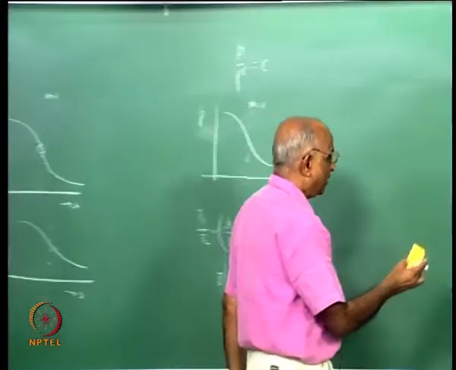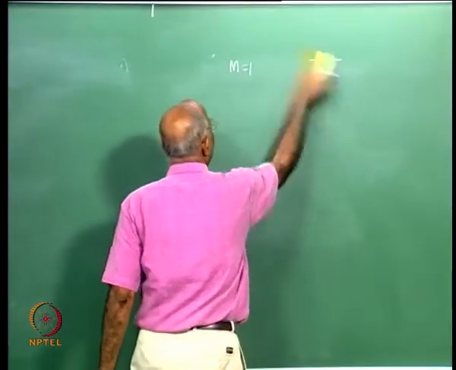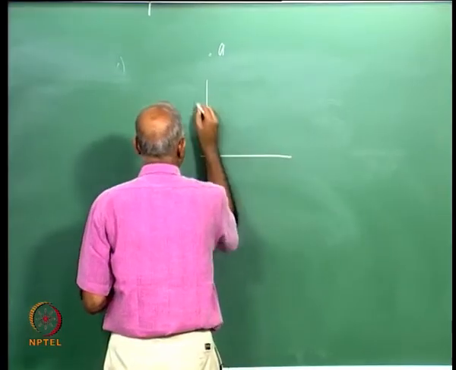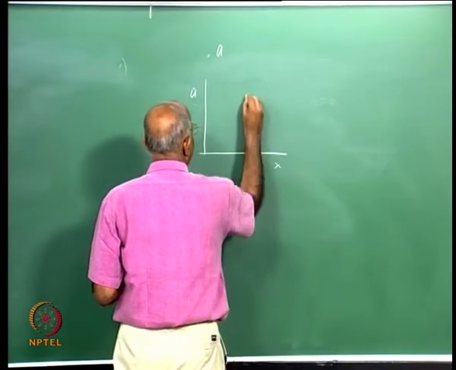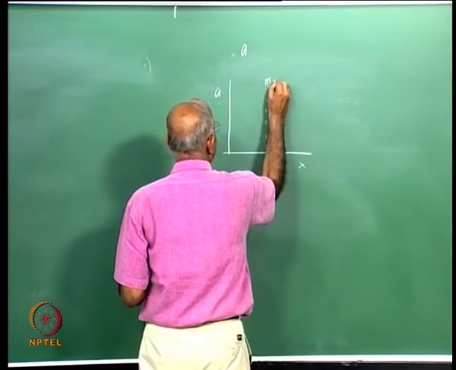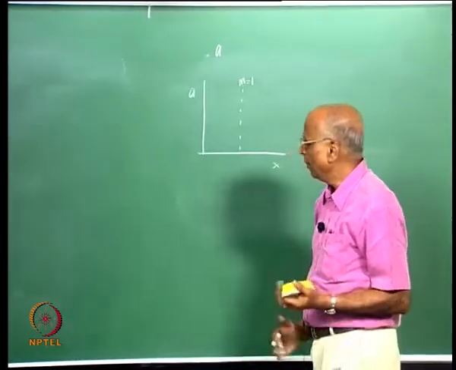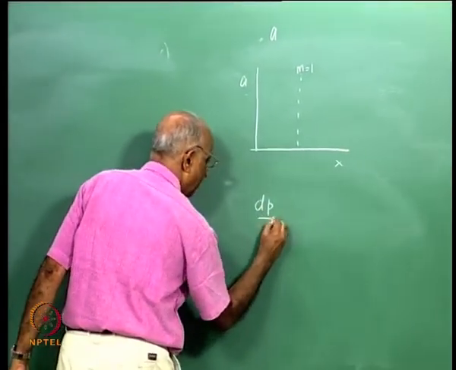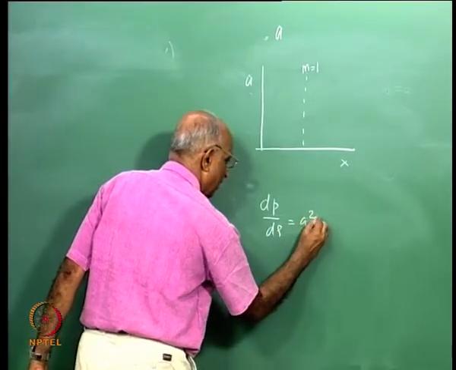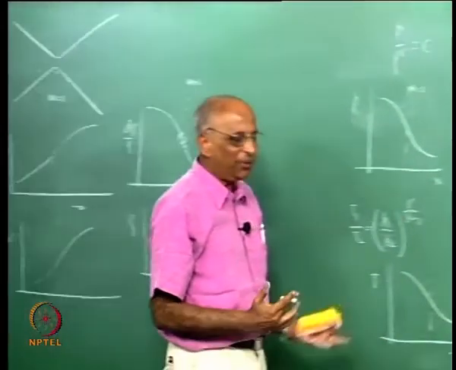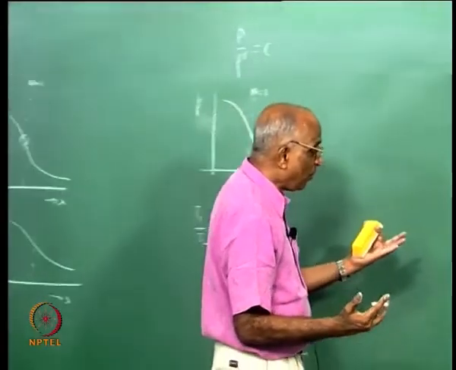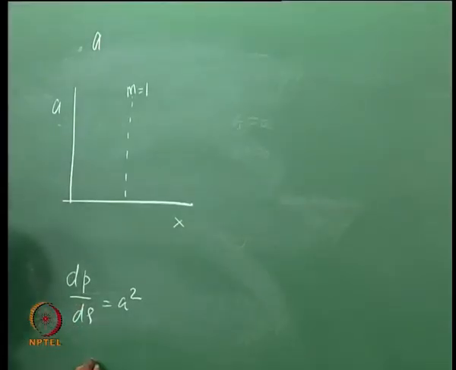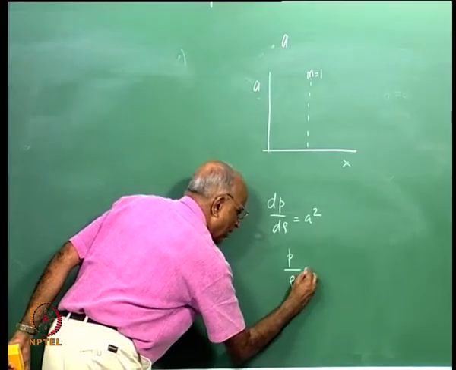If I want to plot the sound velocity variation, what will it look like? In other words, I want to plot how the sound velocity will vary along the length, and I tell myself at the throat the Mach number is 1. We again go through the expression we derived today. We said dP by d rho is equal to a squared. Now we said the nozzle flow is isentropic, that is adiabatic and reversible, therefore P by rho to the power gamma is a constant.